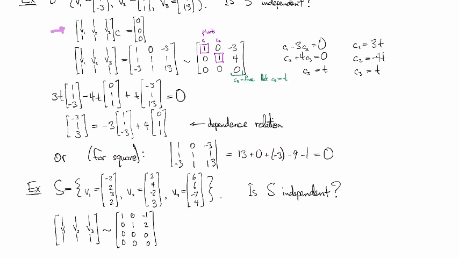So looking at this, we have 2 pivots, but we have a total of 3 variables, C1, C2, C3, one for each column. So we're going to have one free parameter. That free parameter is going to give us a dependence relation. And so we know that S is going to be a dependent set.